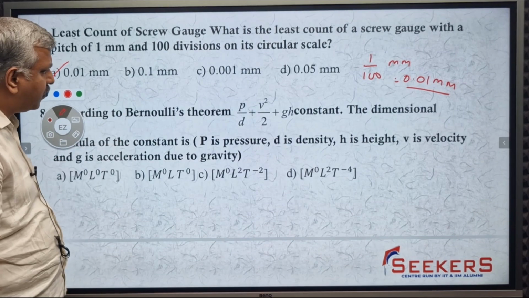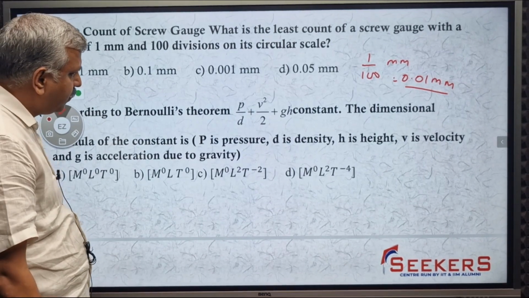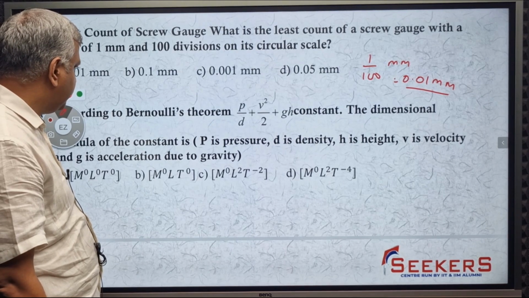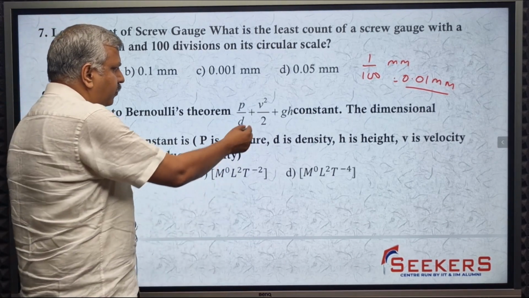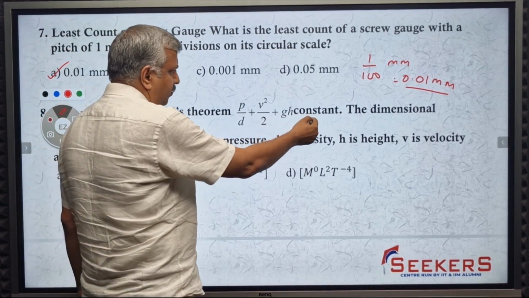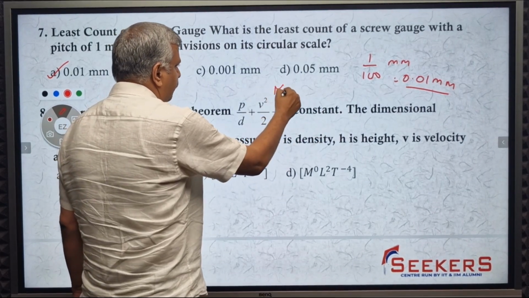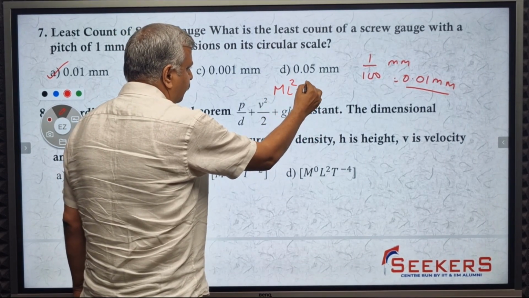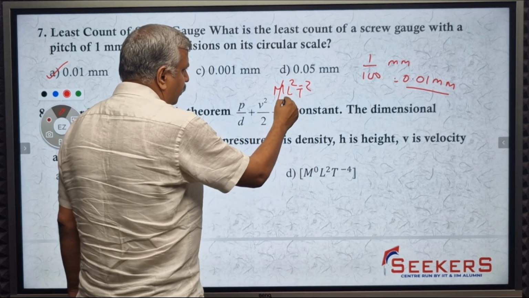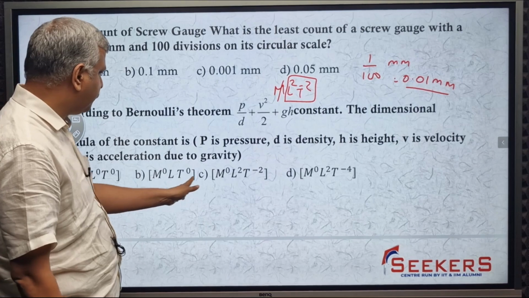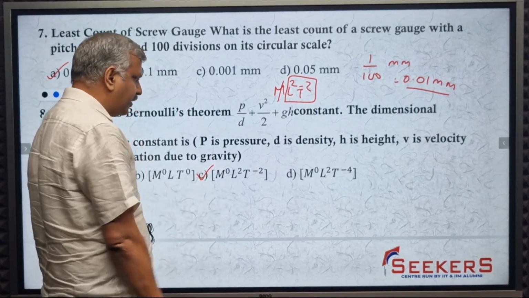There is Bernoulli's theorem, P by D plus V squared by 2 plus GH is a constant. The dimensional formula of the constant is, so V squared by 2 is energy. gh here is also energy, so the constant will be energy without the m. Energy is m L squared t power minus 2, without the m. So it will be L squared t power minus 2. So option C is going to be the correct one.